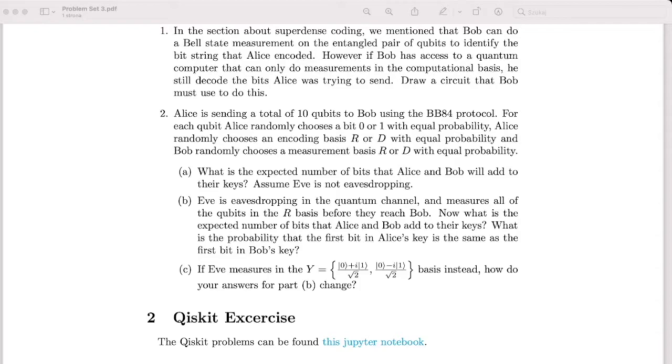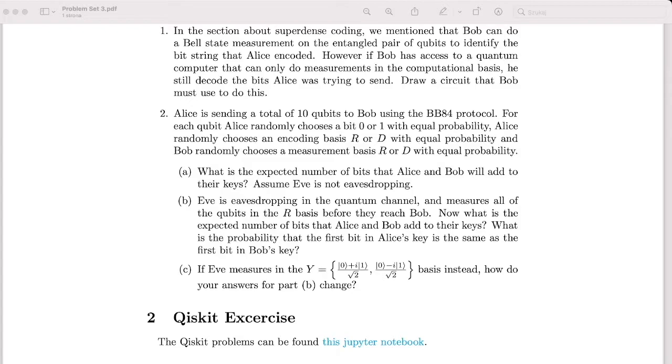Okay, now Eve is eavesdropping in the quantum channel and measures all of the qubits in the R basis, so the computational basis, before they reach Bob. Now, what is the expected number of bits that Alice and Bob add to their keys? What is the probability that the first bit in Alice's key is the same as the first bit in Bob's key?